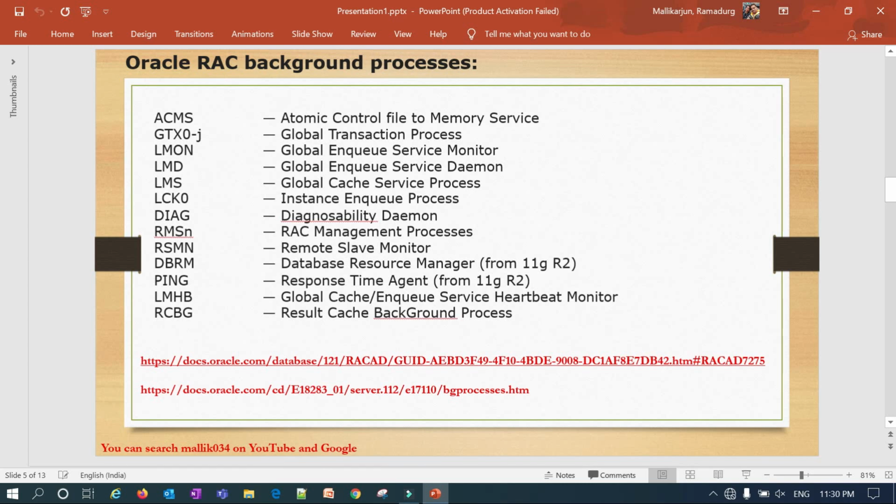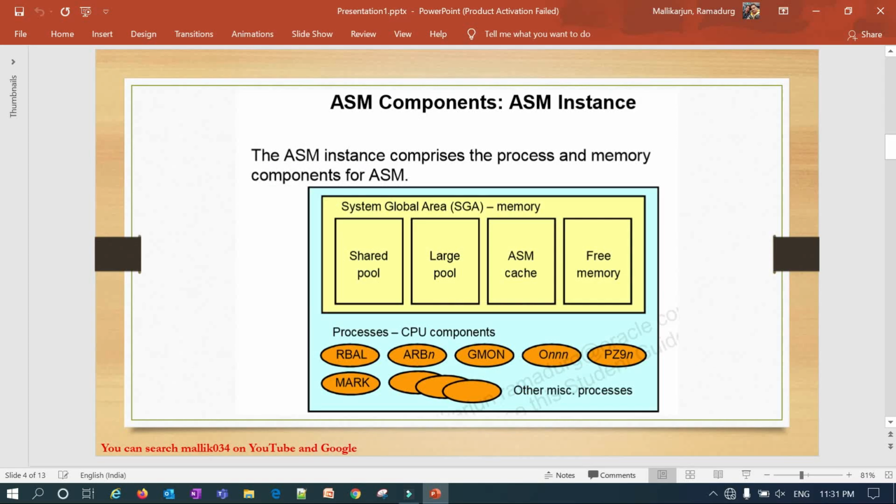In my next session I'm going to show you all these background processes in my lab environment. One of the basic important DBA questions is, what are the RAC background processes? You should be able to answer: ACMS, GTX0, LMON, LMD, LMS, LCK0, DIAG, RMS0, RSMN, DBRM, PING, LMHB, and RCBG. These are the mandatory and main background processes when it comes to Clusterware.